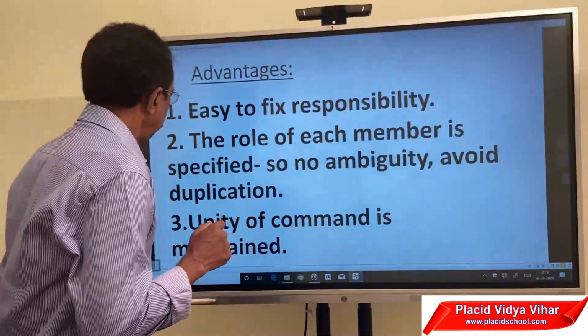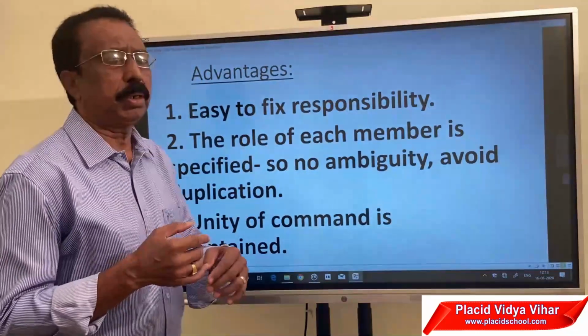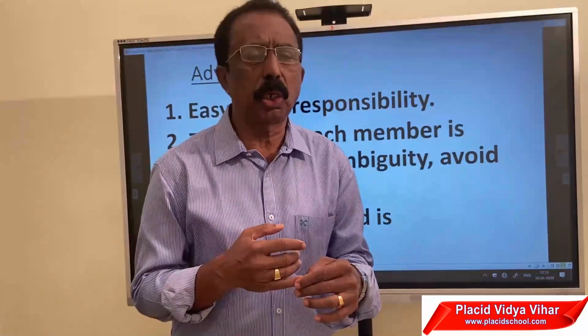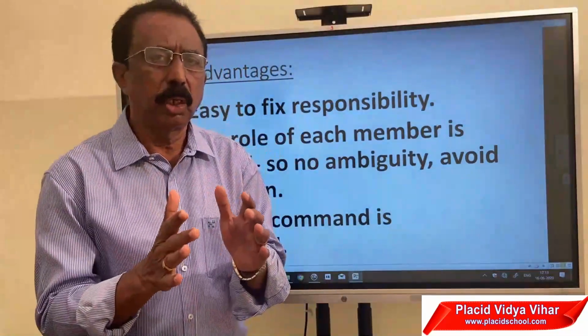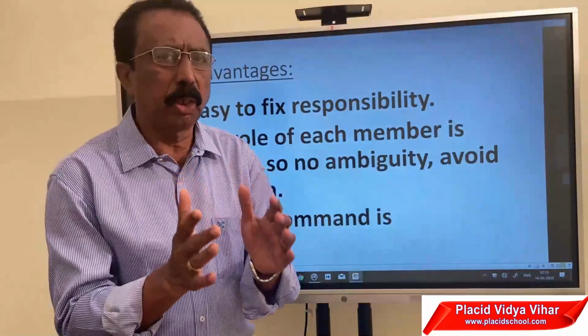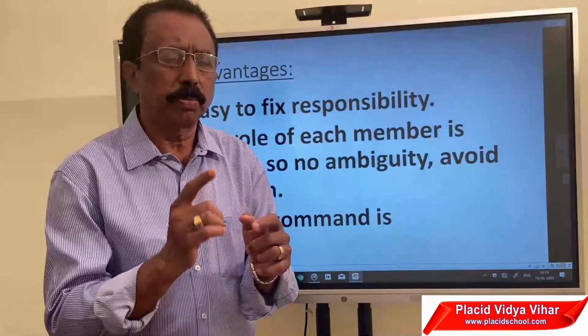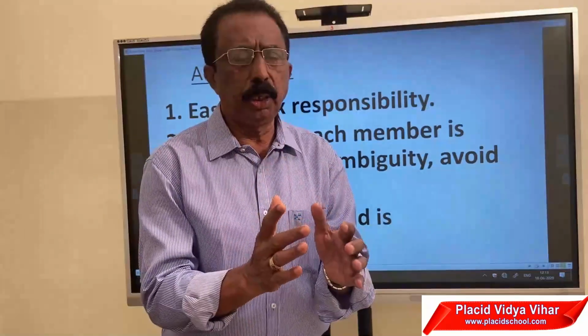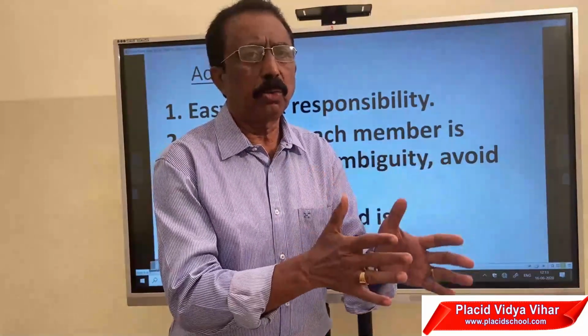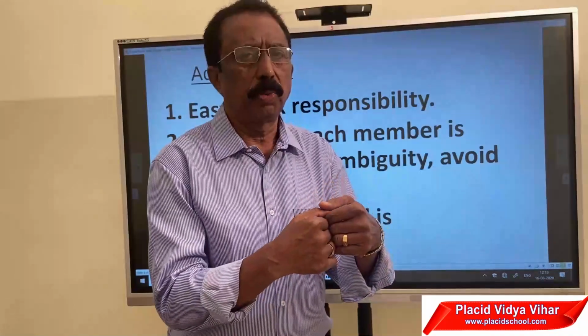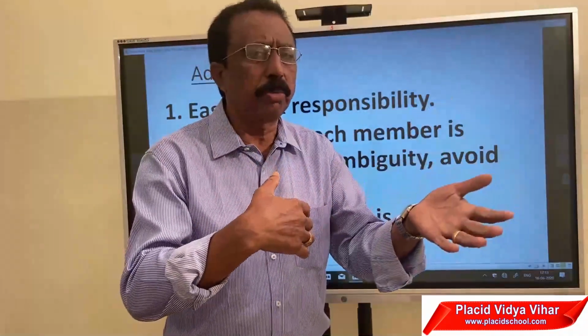Then unity of command is maintained. You remember in the second chapter we have studied unity of command. That means each employee should be getting orders from and be answerable to only one superior. I am very clear who is my superior. If something goes wrong, I will be getting orders only from the principal.